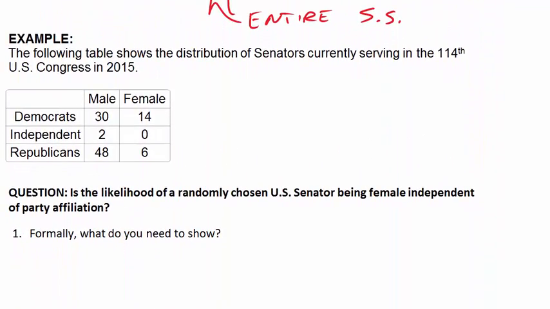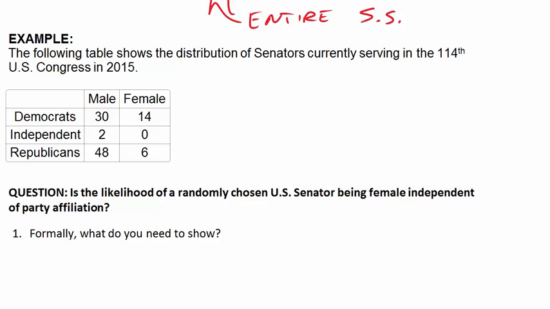All right, for a slightly different kind of problem, another example for us. Let's look again at that table that gives the male and female representation in the current U.S. Senate as of August 2015. And the question is, is the likelihood of a randomly chosen U.S. Senator being female independent of party affiliation?